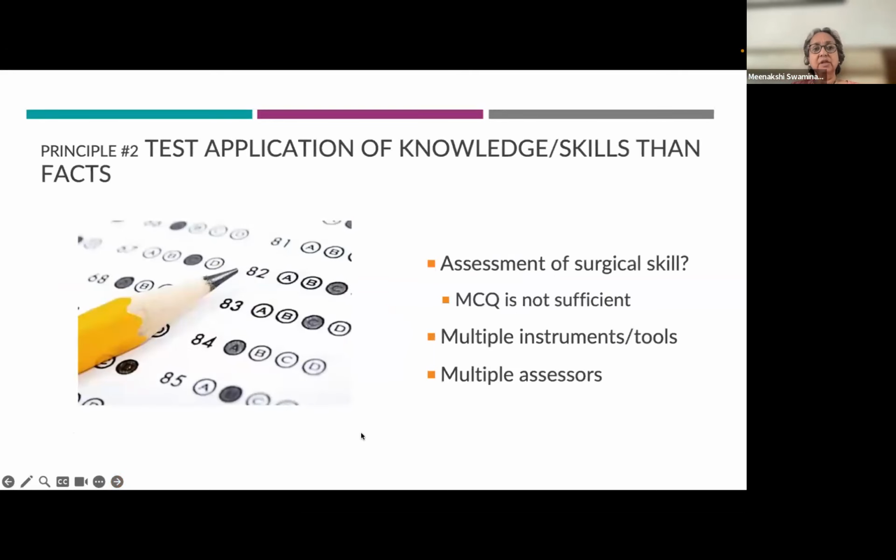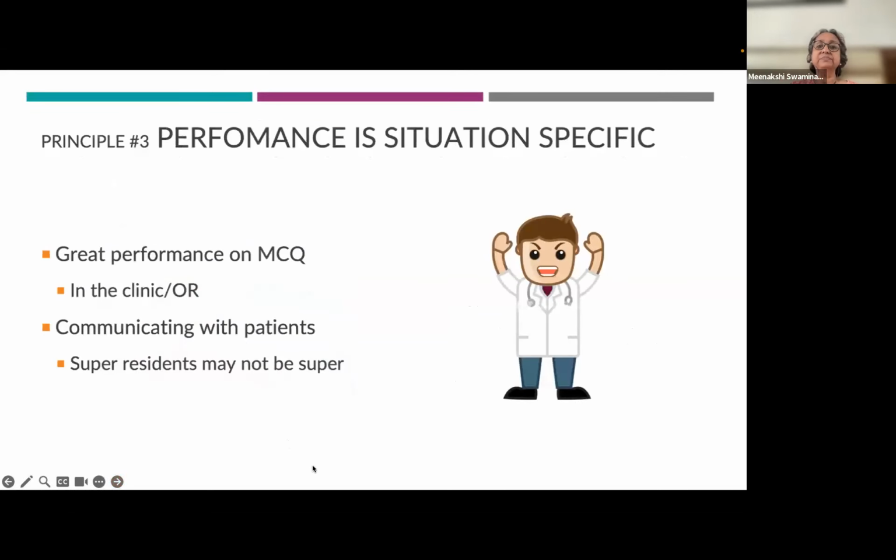Principle number 2. It's important to test application of knowledge and skills rather than just facts. If you want to know if your resident is good at cataract surgery, giving your resident an MCQ test is not sufficient at all. Hence, we usually need to use multiple instruments and multiple tools to test for competence across the spectrum. It also may be prudent to have multiple assessors who bring out different aspects in the assessments itself.